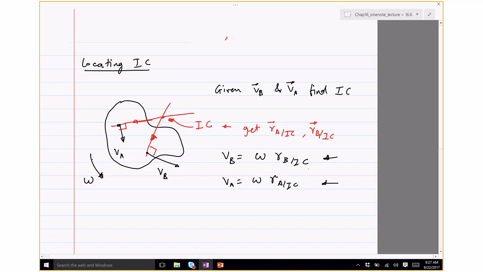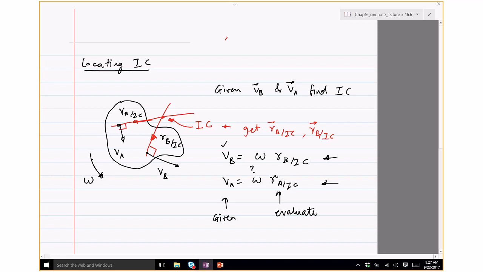So if this is given, you evaluate this. How do you evaluate that? Well, you draw right angles to the velocity vector, find the point of intersection, and that's how you get RB with respect to IC and RA with respect to IC. So once you know this, you can easily find the angular speed. And that's the trick.